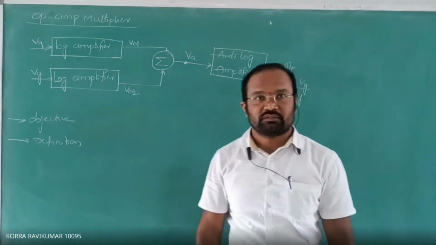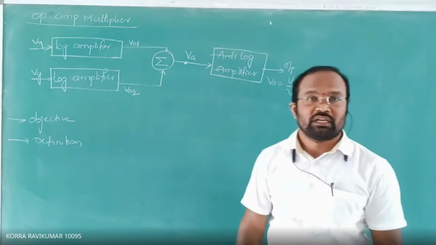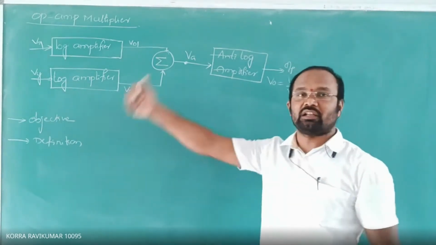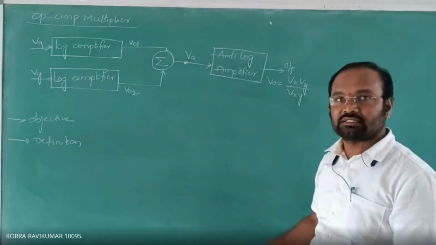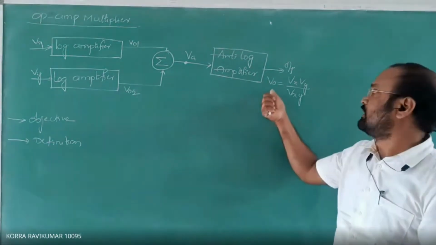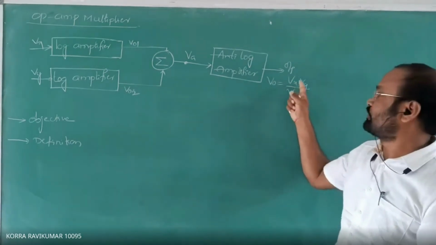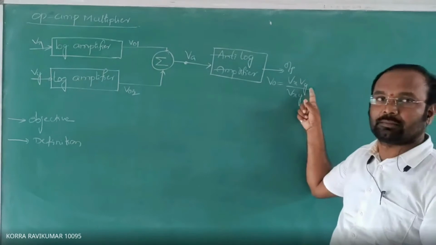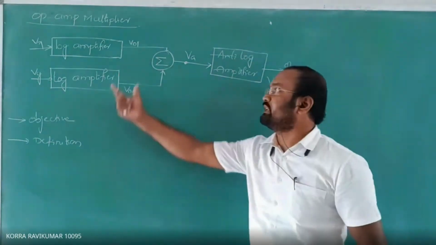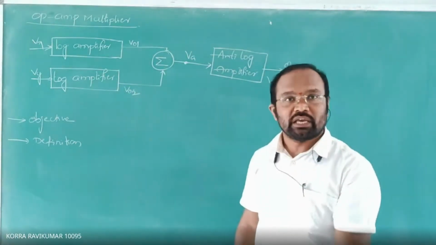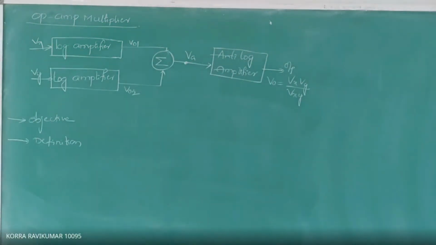The anti-log amplifier performs the reverse operation of the log amplifier. If the log amplifier says yes, then the anti-log amplifier says no. And finally, it produces the multiplied output. That is, the output voltage is equal to the multiplication of the input voltages Vx and Vy. This is the final multiplier output. So let us discuss the individual blocks and analyze all of them. First, let us look at the log amplifier.